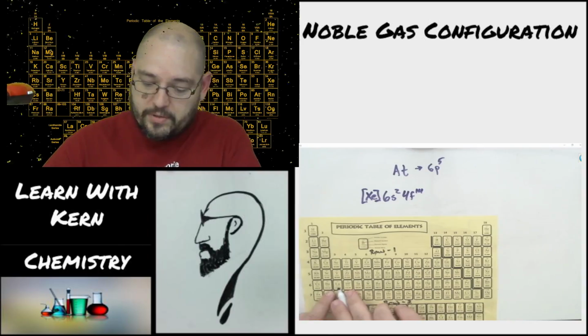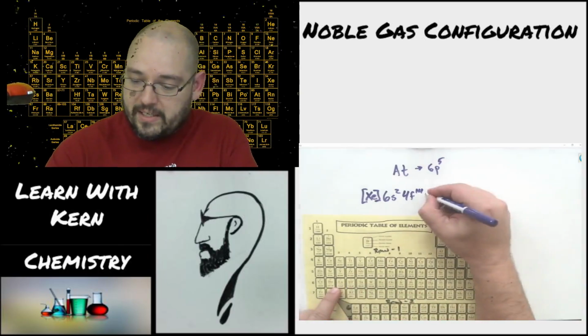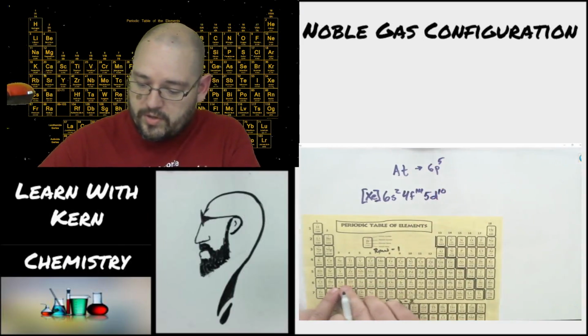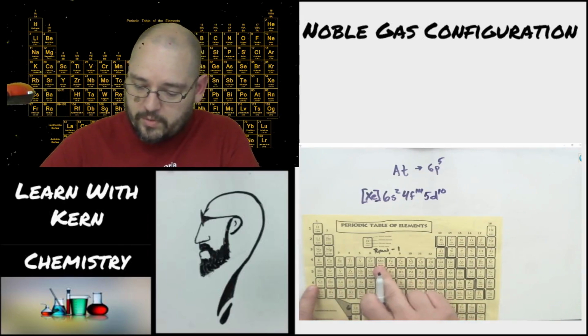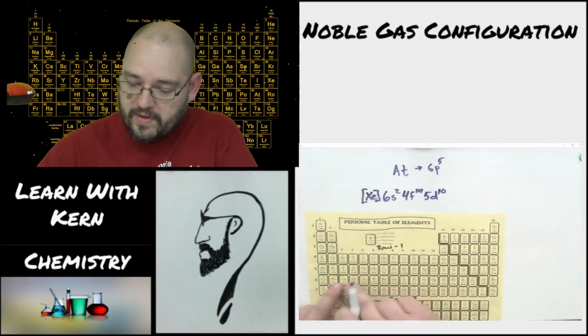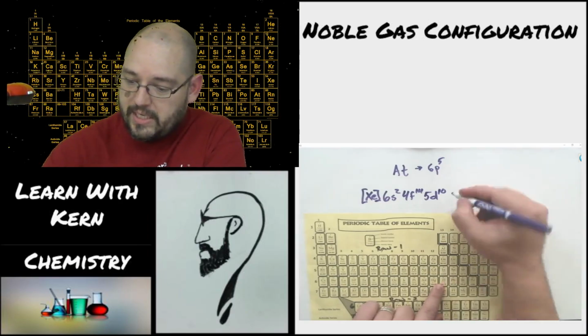Then I'm back up here to lutetium, and that's in the 5d, because remember, in the D block we subtract 1 from the row, in the F block we subtract 2 from the row. So this is 5d10, and now I get to 6p.